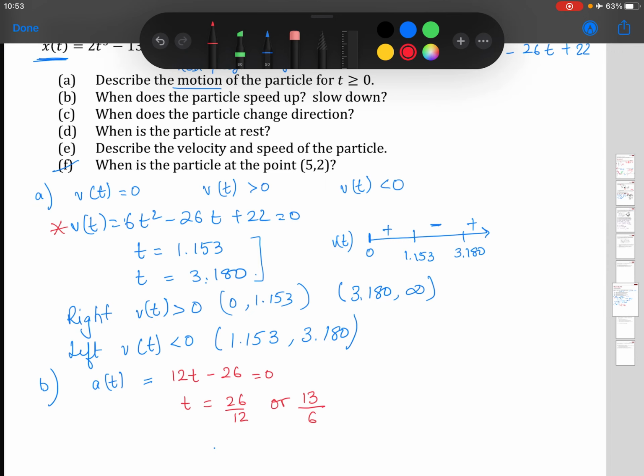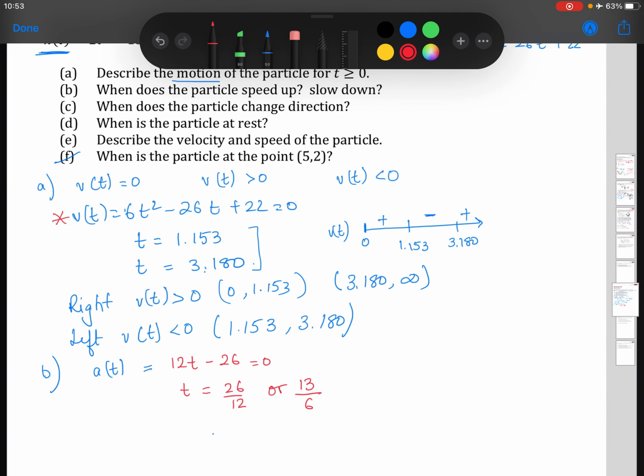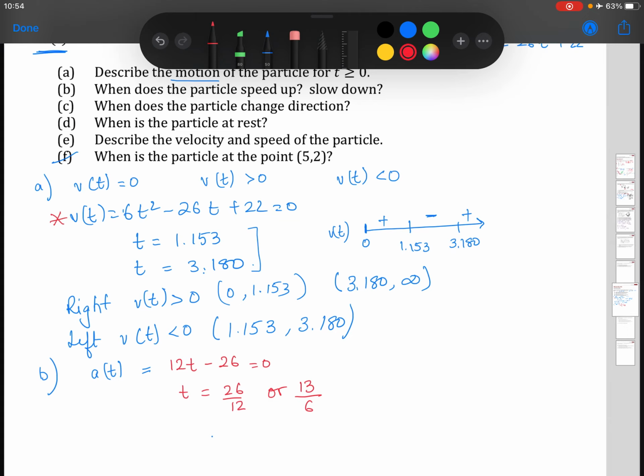So now speeding up or slowing down depends on your velocity and acceleration. Speeding up is when velocity and acceleration both have the same signs. So let's write that down. Speed up: velocity and acceleration have same signs.